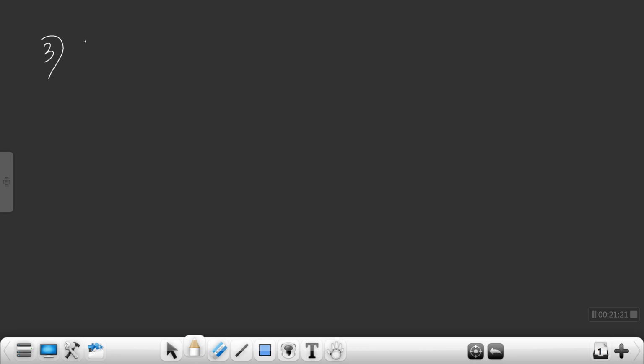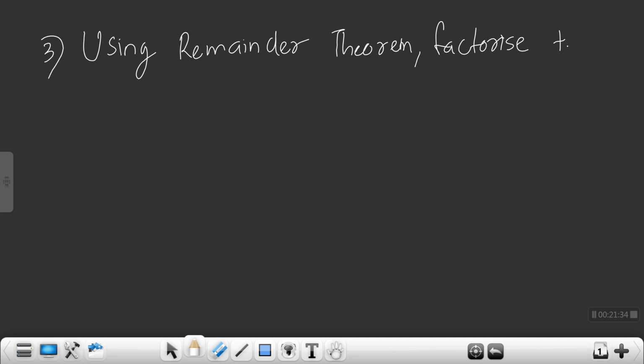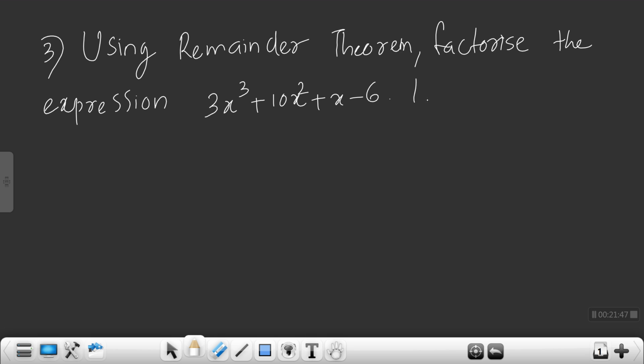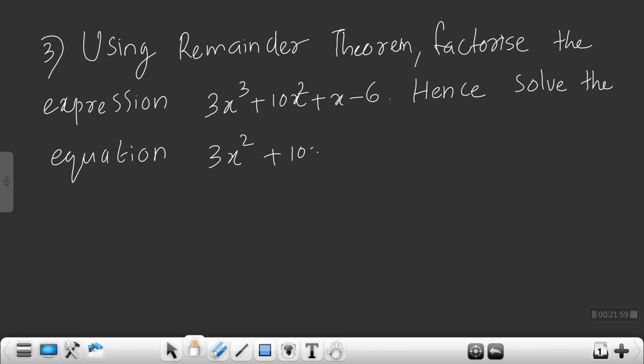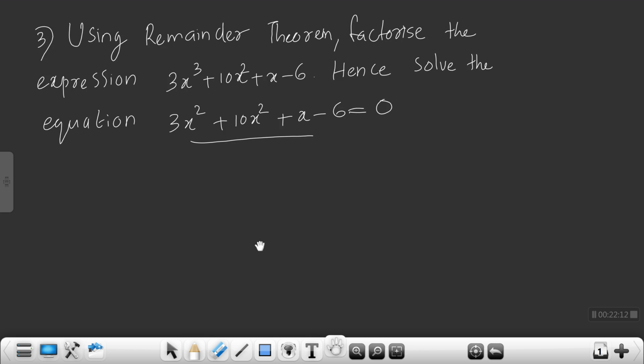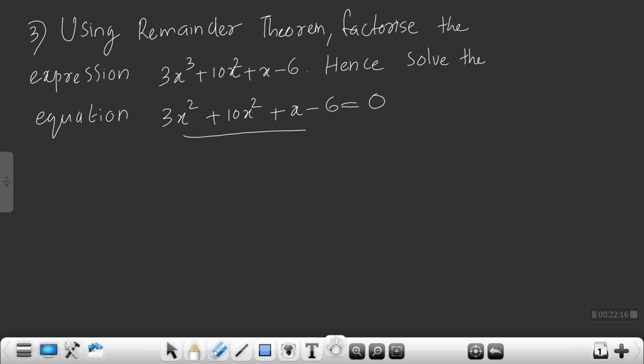Now, question number 3. Using remainder theorem, factorize the expression 3x cube plus 10x square plus x minus 6. Hence, solve the equation 3x cube plus 10x square plus x minus 6 is equal to 0. In this question, first we want to factorize the given expression completely. Then, hence, solve the equation.